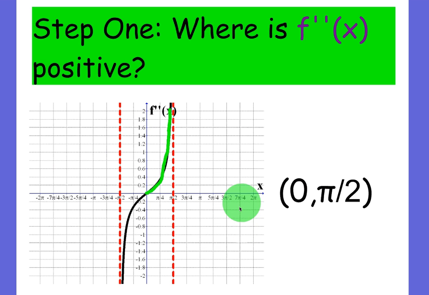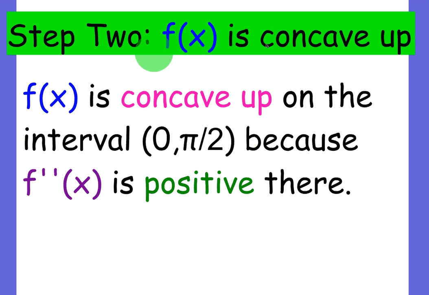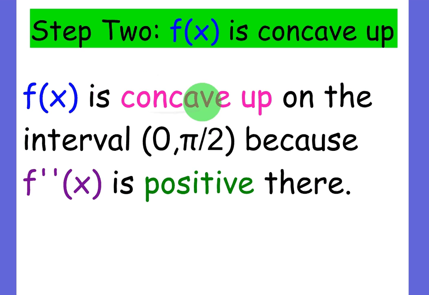Well, as I mentioned before, the original and the second derivative are related based on concavity. Remember that whenever the second derivative is positive, we know that the original is concave up. Why? Concave up means that the tangent lines are increasing. It means the first derivative is increasing, so the second derivative is positive. So since f double prime is positive here, we know that for step 2, f of x must be concave up. Okay? So f of x is concave up on the interval 0 to pi over 2 because f double prime of x is positive there.